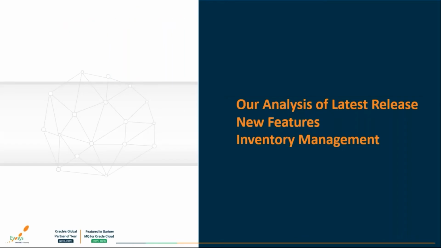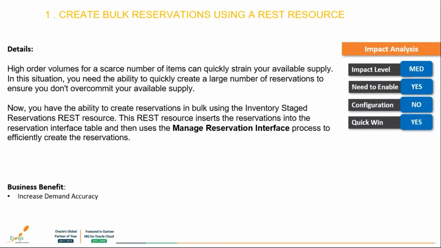Now we will discuss the new features and the analysis for inventory management. The first is create bulk reservations using a REST resource. High order volumes for a scarce number of items can quickly strain your available supply. In this situation, you need the ability to quickly create a large number of reservations to ensure you don't overcommit your available supply.